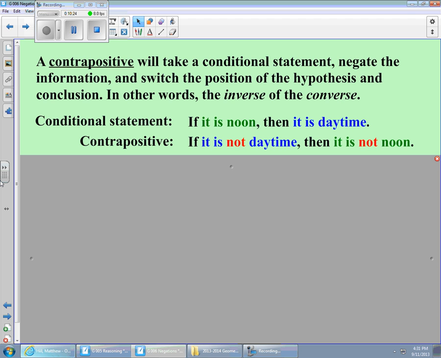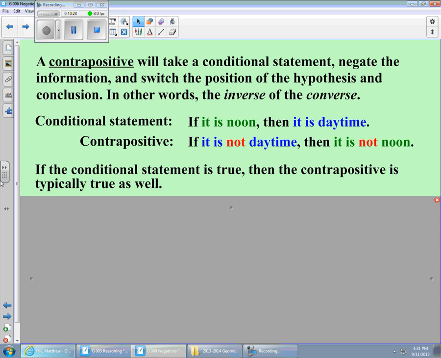Now once again, just like all the others, you have to evaluate it on a case-by-case basis. But if you have a good conditional statement to begin with, meaning there are no counterexamples or non-examples to disprove it, your contrapositive ought to come out always true as well. But again, never a bad idea to just read the statement and try to evaluate the truth on a case-by-case basis. So let's look at this one.